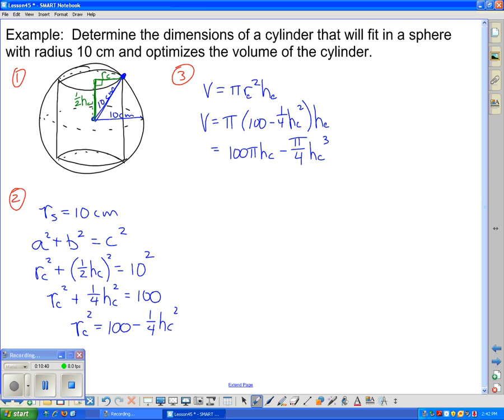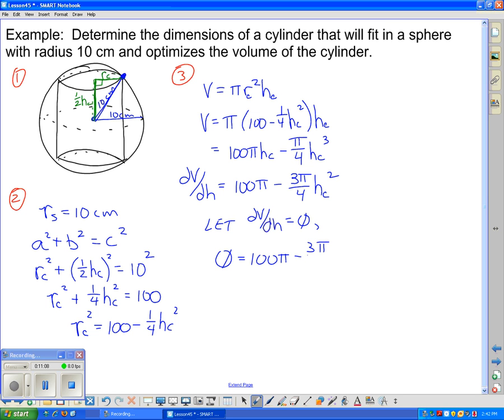Now we're going to take the derivative to maximize: the derivative of volume with respect to the height. That would leave us with 100 pi minus 3 pi over 4 height of the cylinder squared. From this point you go on autopilot. You set the derivative equal to 0. So 0 equals 100 pi minus 3 pi over 4 height of the cylinder squared. Isolating for the height of the cylinder, 3 pi over 4 height of cylinder squared equals 100 pi.